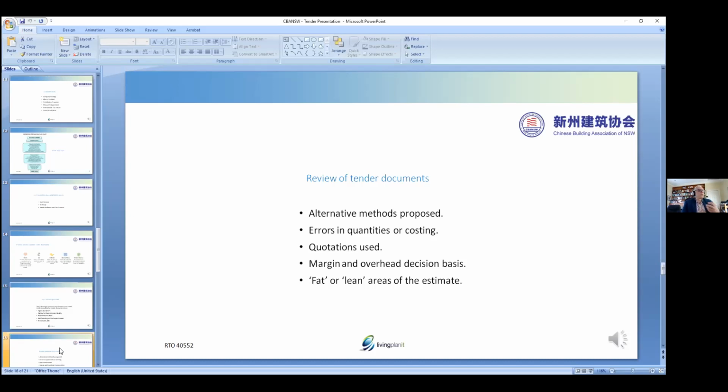Okay, so proposing alternative methods, proposing alternative materials. Okay, so that could be part of your presentation. So you have this cost, the way you want it, but we also have this cost if you want to do it a different way. Okay, errors. Okay, we don't need to talk about that.